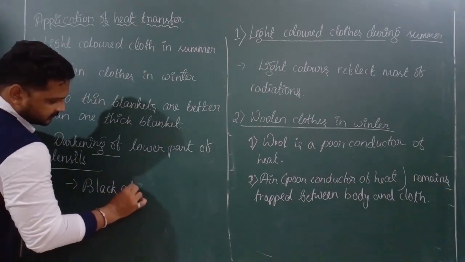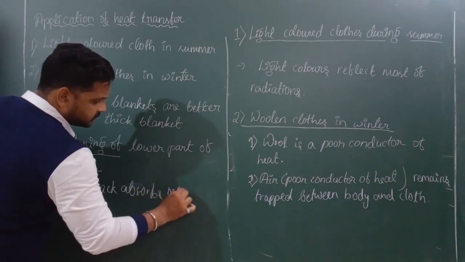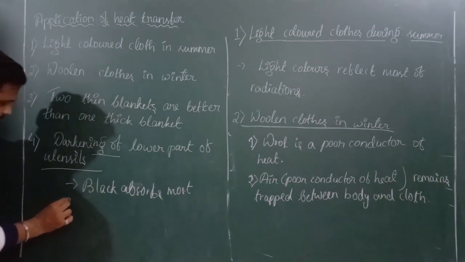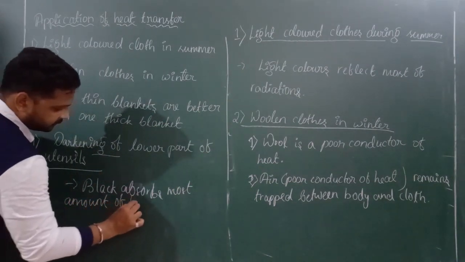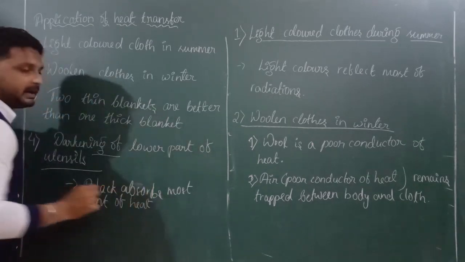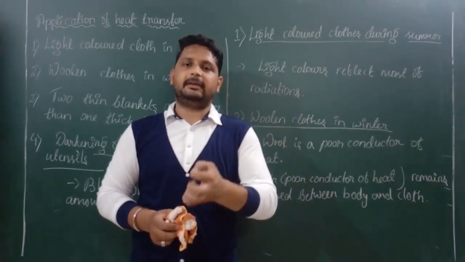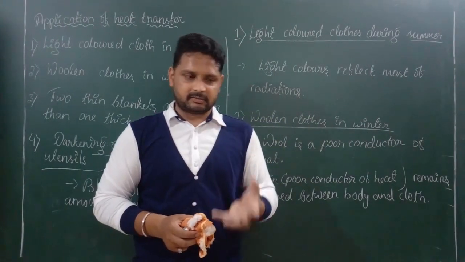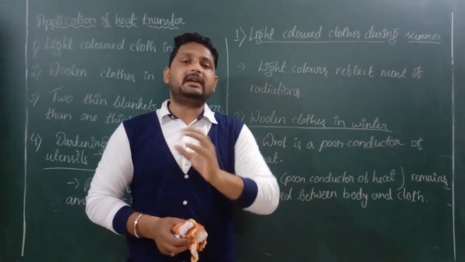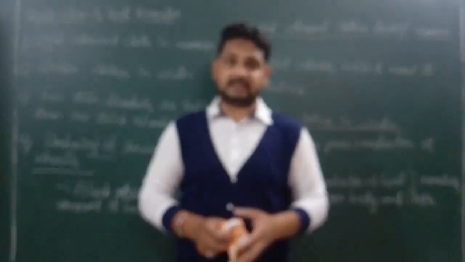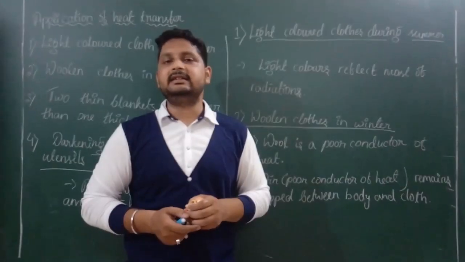So black color easily absorbs most amount of heat. If the black color absorbs most amount of heat, it sends all the heat to the container, to the utensil. So it makes the cooking easier and faster. So that's why generally the utensils used for cooking are given black color.